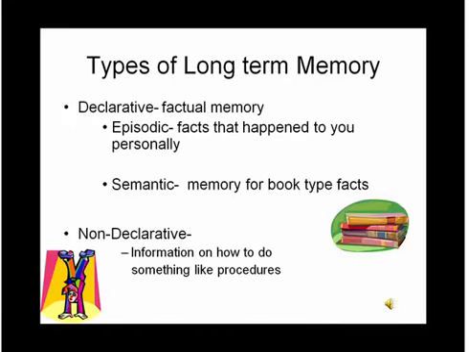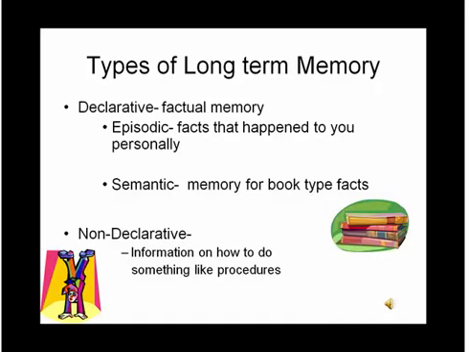There are different types of long-term memory. We have declarative memory, which is factual memory. This is for facts. There are 2 different types of facts that seem to be stored in different ways. So episodic memory is facts that happen to you personally. Our personal events seem to be stored in a type of memory called episodic memory, and they're a little bit different. And semantic memory is a type of declarative memory. It's a memory for book type facts. So all the 5 schools of psychology, the 5 historical researchers, all those things would fall under semantic memory.